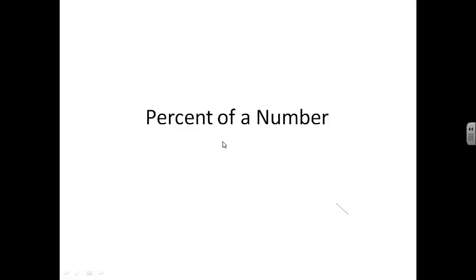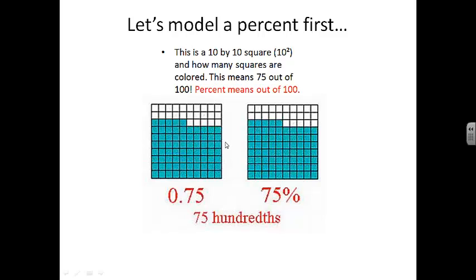We are going to do percent of a number tonight. Let's start off with modeling. If you had a model, this is a 10 by 10 model because your side lengths are 10 and your area is 100. So when we have a model that's out of 100, we know we can be talking about percents. If I have 75 squares shaded, that means I have 75 hundredths or 75% shaded. I'm going to come back to this model, so I want you to take a visual picture.